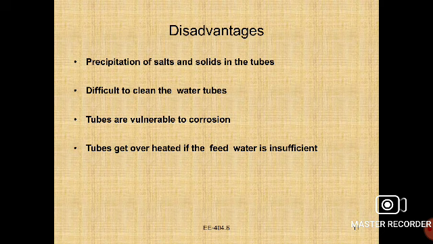Tubes are vulnerable to corrosion. Tubes are pipes, so which type of pipe? Iron pipes are vulnerable to corrosion. There is a chance of corrosion in the pipes, the tubes only. Tubes get overheated if the feed water is insufficient. Whenever the tubes are overheated, what will happen? Then insufficient feed water will be transferred.